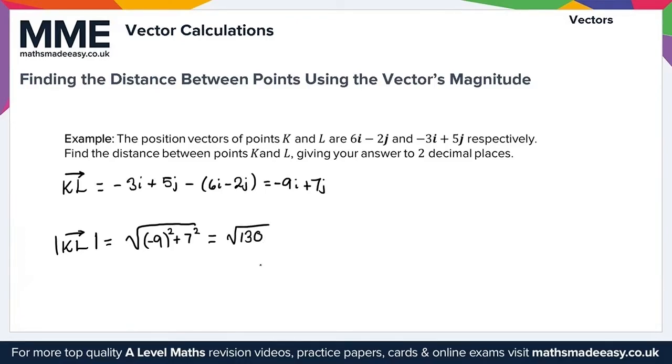And remember, we want our answer to 2 decimal places, so we need to evaluate this and then round it to 2 decimal places. And if we do this correctly, what we get here is 11.40 there, so 2 decimal places. Okay, so that gives us everything we need there for finding the distance between points using the vector's magnitude.